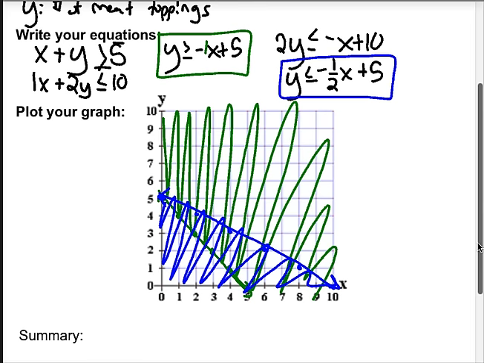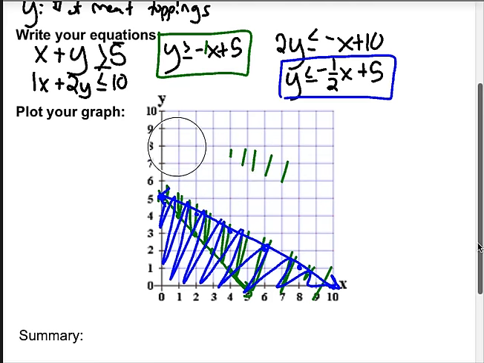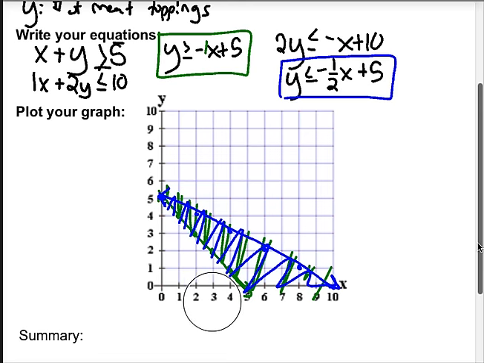So again, to make it easier for you to see, the double shaded region, the solution region, is going to be where they overlap. So it's going to be this little stretch right here. So think about how many of each you can get. It's going to be anything in there.